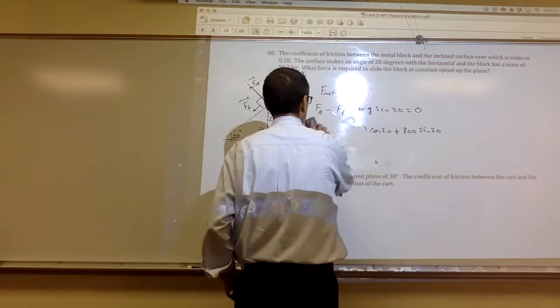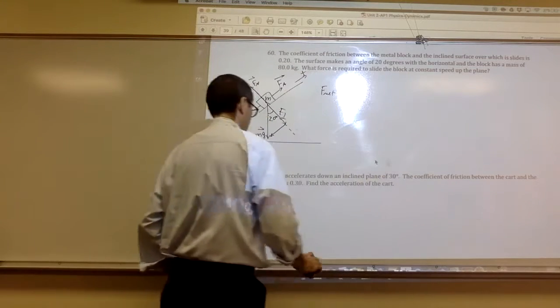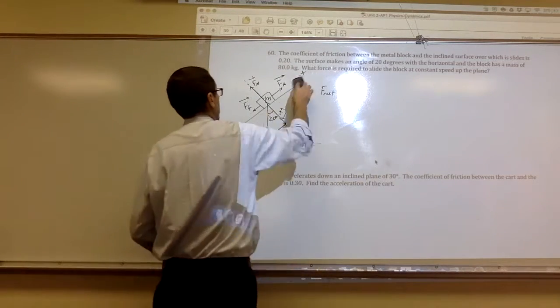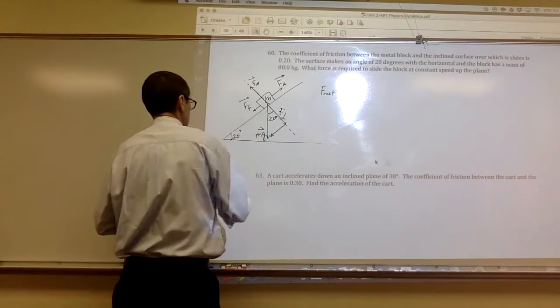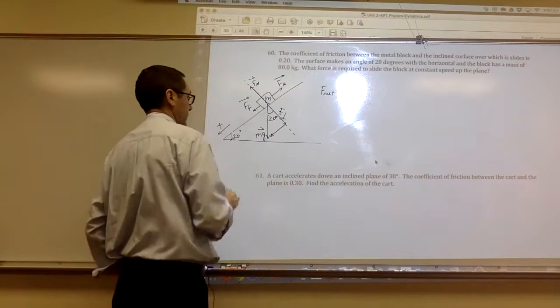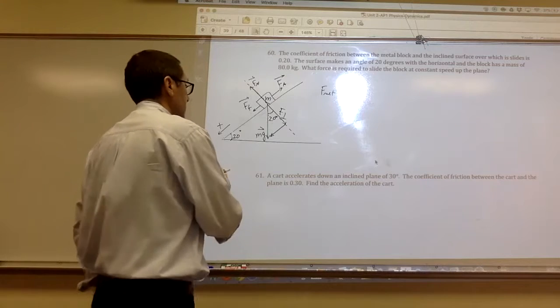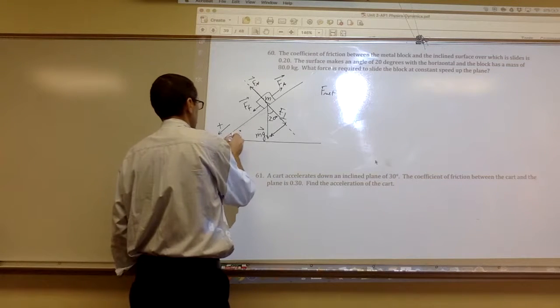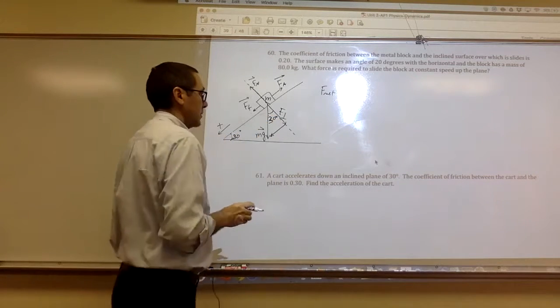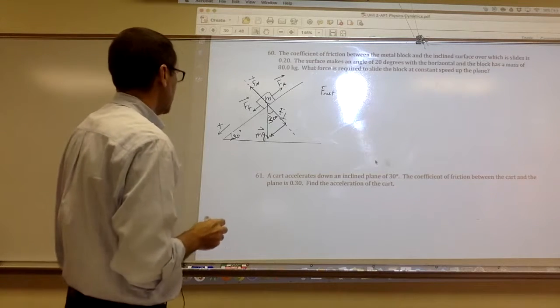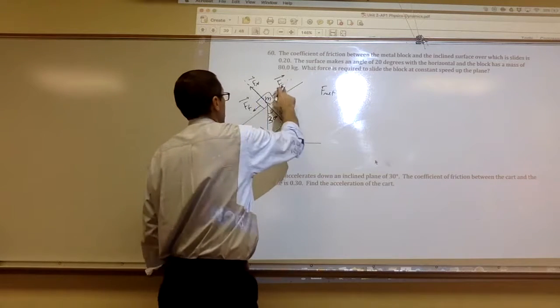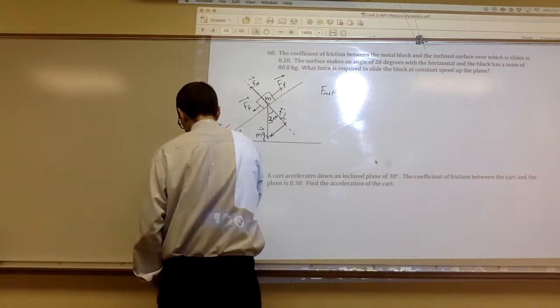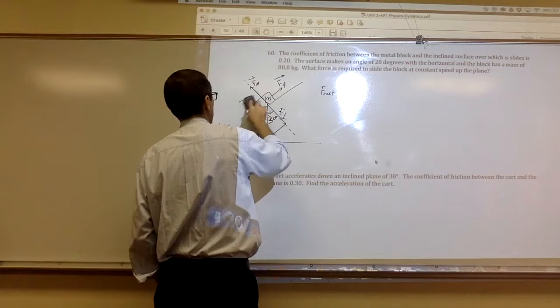Number 61. A crate accelerates down an incline, so now down is positive. The angle is 30 degrees. The coefficient of friction between the crate and the plane is 0.30. So friction is up the ramp now, so I have to erase this.